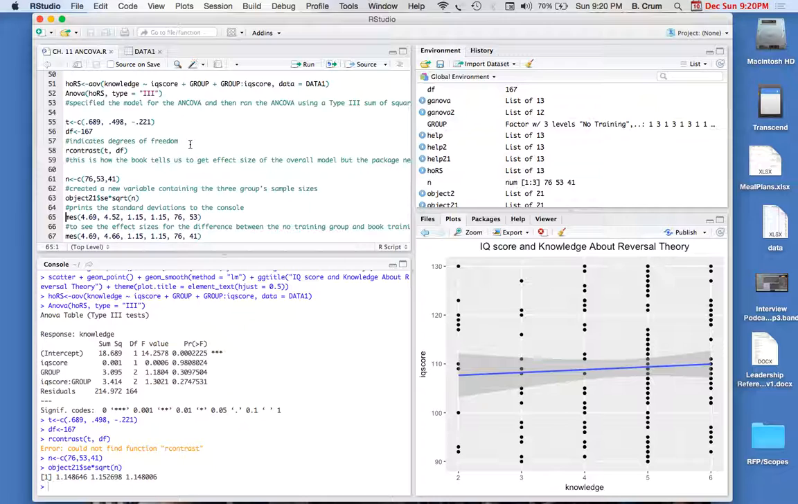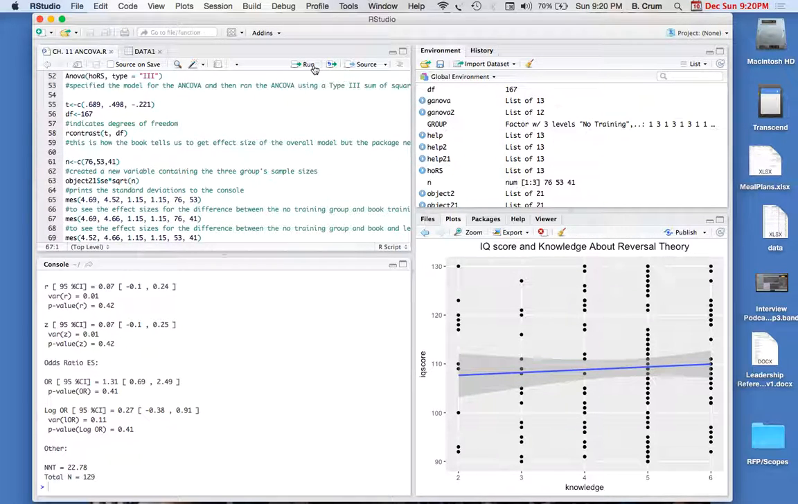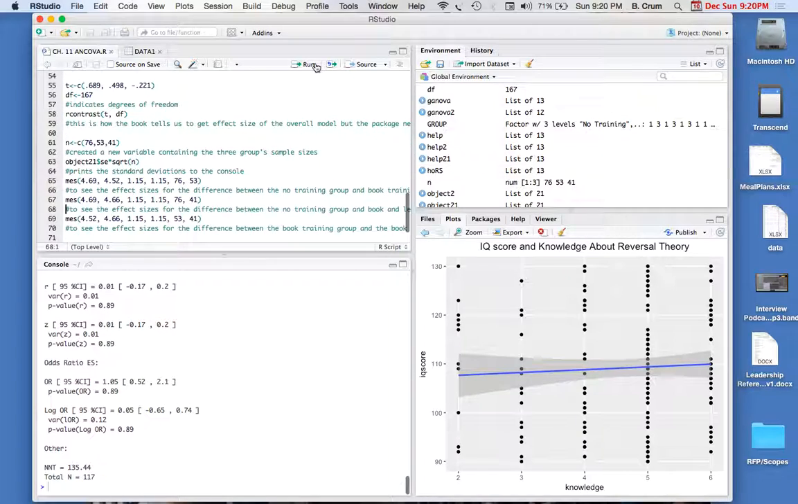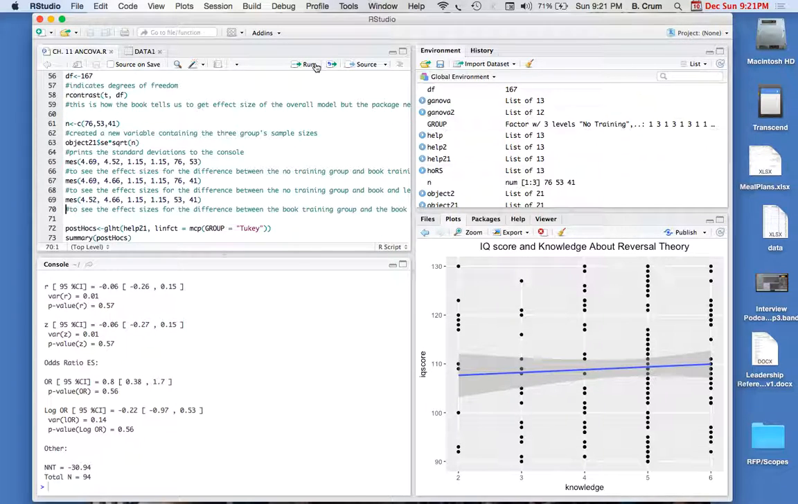I ran this instead to see the effect sizes for the difference between the no training group and the book training group, which has a small effect of d equals 0.015 and r equals 0.07. This was run to see the effect sizes for the difference between the no training group and book and lecture training group, which has a small effect of d equals 0.03 and r equals 0.01. And this was run to see the effect sizes for the difference between the book training group and the book and lecture training group, which was also small, d equals negative 0.12 and r equals negative 0.06.